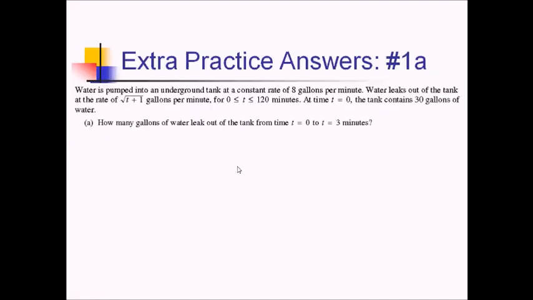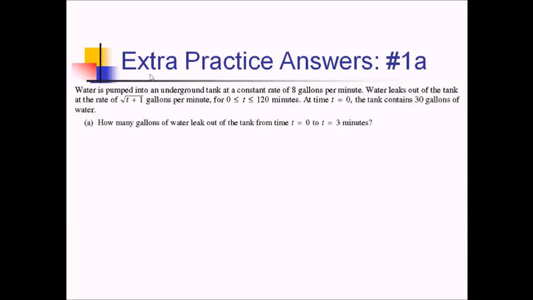On this no calculator problem, we have water pumped into an underground tank at a constant rate of 8 gallons per minute, and water is leaking out at a rate of radical t plus 1 gallons per minute. So we have a rate in and a rate out for 0 to 120 minutes, and we're starting with 30 gallons of water at time 0. Given that setup, first part: we want to know how many gallons of water leak out of the tank from time 0 to time 3.